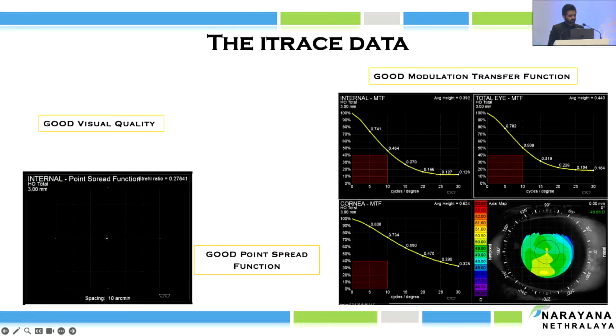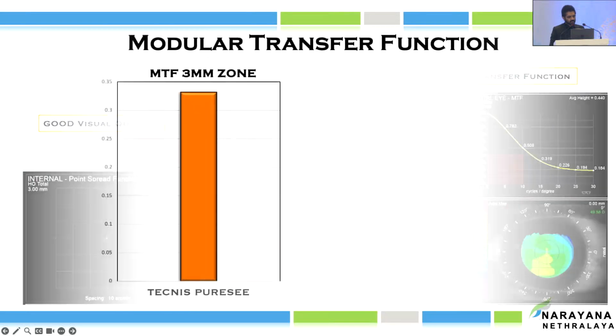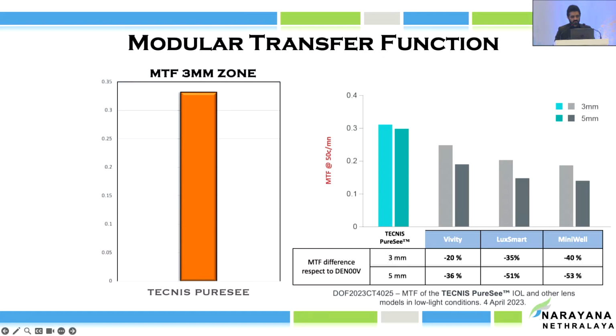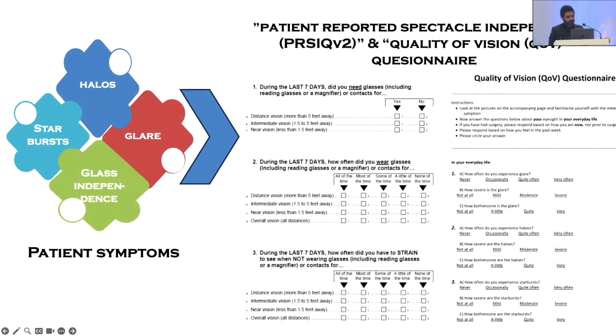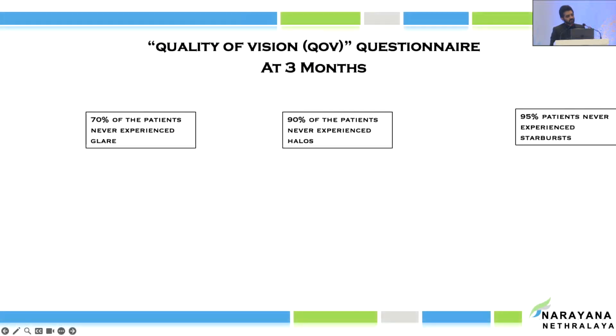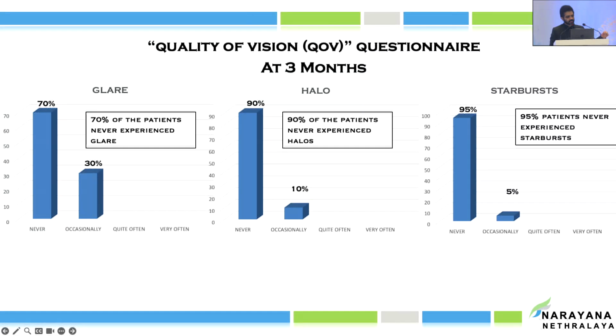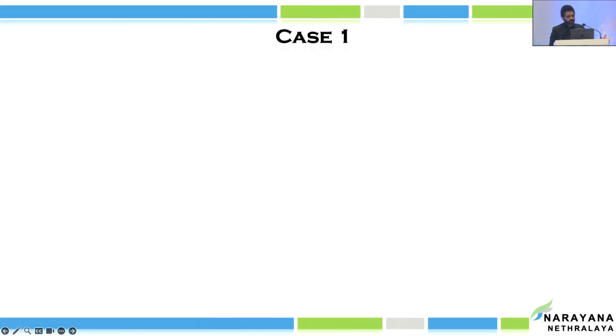Anyway, in terms of the quality, the point spread functions and MTF do really well. We have got the median MTF value of 0.33, which is better than any other EDOFs in the market right now. And when we look at the visual quality questionnaire, it is very similar to that of a monofocal. As already mentioned, we also had similar results. And I want to share my first 2 cases of the POC.